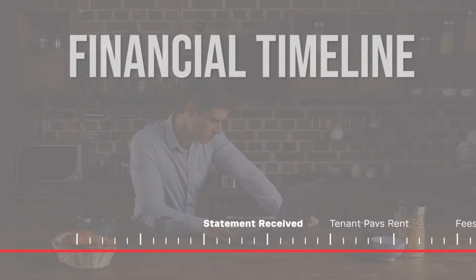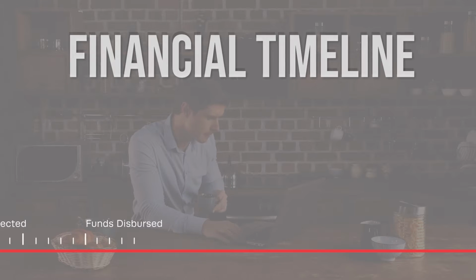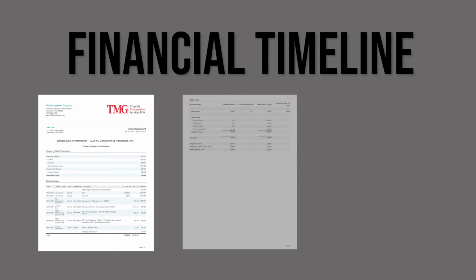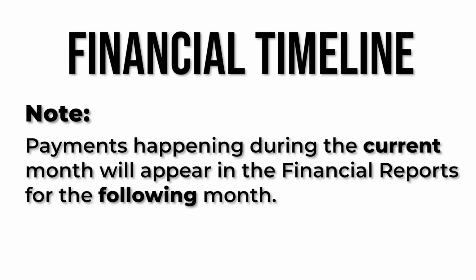At the beginning of each month, you will receive notification that your financial reports for the prior month's activity are ready for your review. These reports will contain a summary of the activity that happened in the previous month. Payments happening during the current month will appear in the financial reports for the following month.